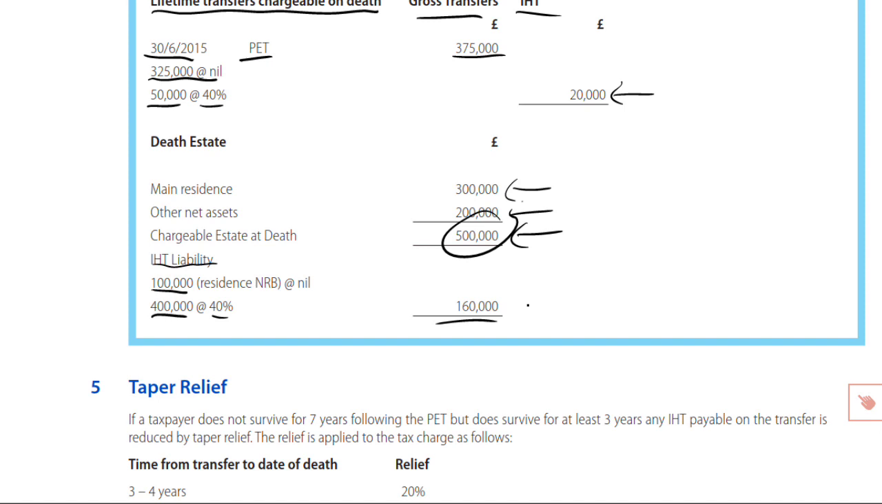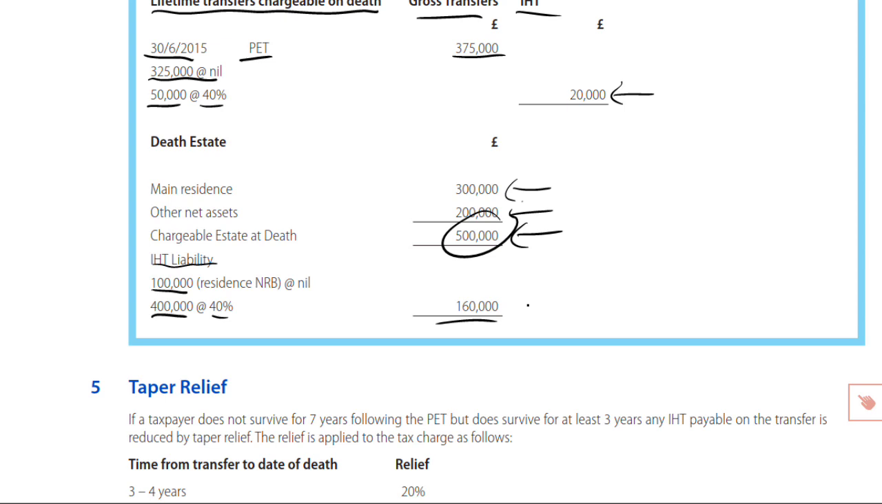If we had to, and we'd only do it if we were specifically asked, state when the tax would be payable, then of course that is 6 months after the end of the month in which the death occurred. And that is true for all tax arising on death, whether it be on lifetime transfers chargeable on death, or whether it is the death estate itself.